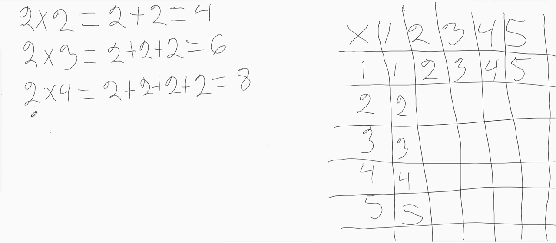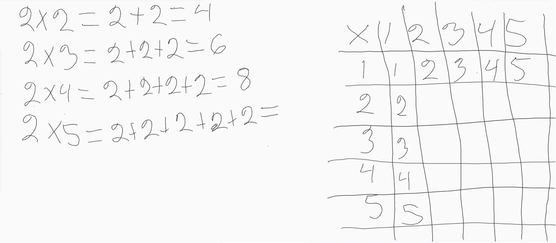Now the last one I'm going to do is 5. 2 times 5 is equal to 2 plus 2 plus 2 plus 2 plus 2, and that's because there are 5 2's in this multiple. 2 times 5, there's 5 2's present, which is 10. So 2 times 2 is 4, 2 times 3 is 6, 2 times 4 is 8, 2 times 5 is 10. Same thing here, 6, 8, 10.